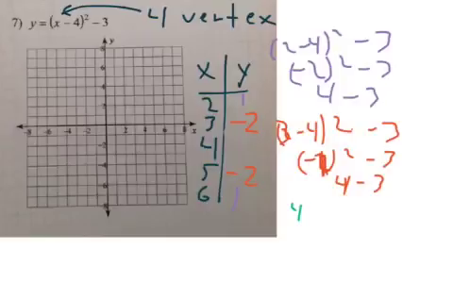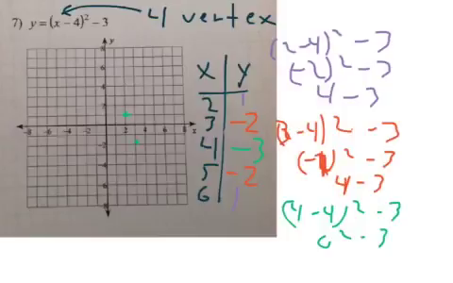All right, so now we go on to number 4. 4 minus 4 squared minus 3. 0 squared minus 3 is simply negative 3. And so let's go to our graph, guys. 2 is positive 1. 3 is negative 2. 4 is negative 3. 5 is negative 2. 6 is 1. Here again is my graph.